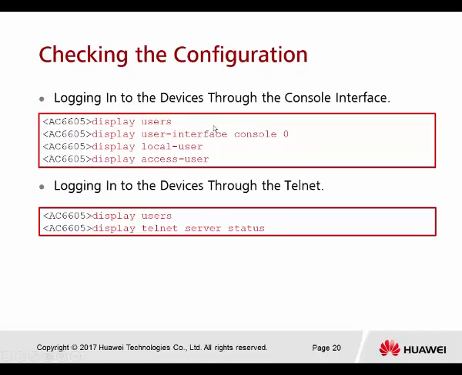To check the configuration, we can always use the display command. For example, here I have display user, display user-interface console 0. That means how many people are using the console, how many local users and access users. For login through Telnet, you only have these available commands: you can use either display user or display telnet server status.